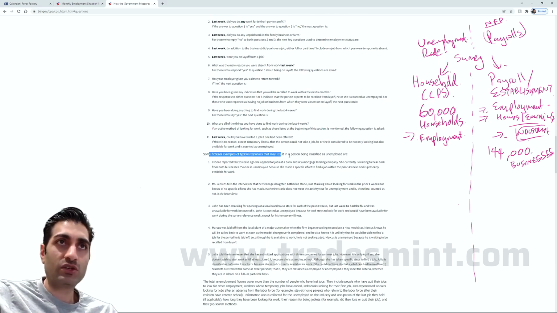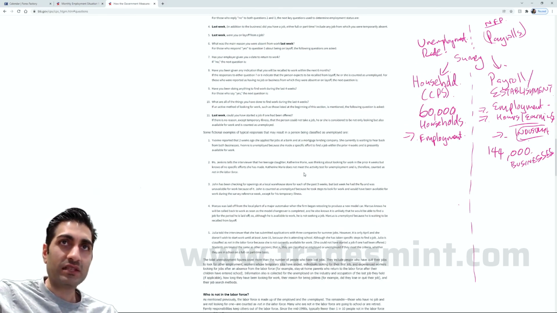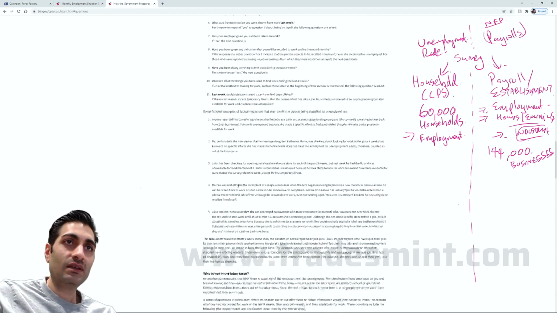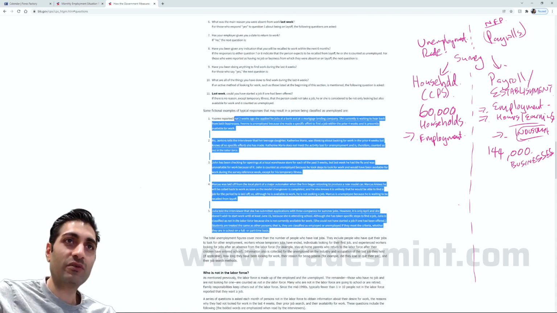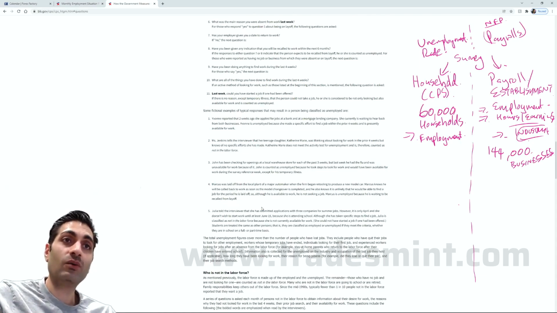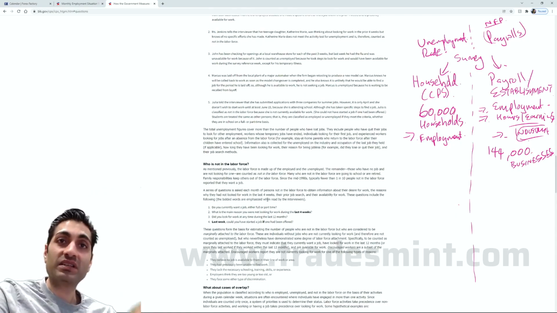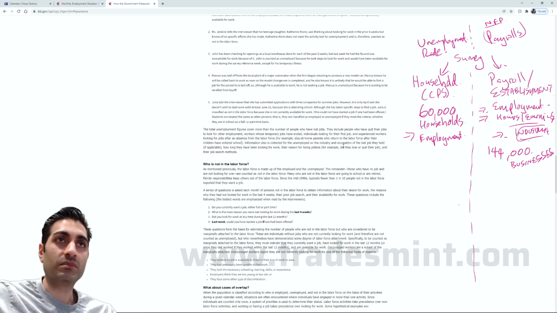Look at this, some fictional examples. It's fast. Can you see? People just don't understand this at all, right? It's not explained properly. Whereas here, this section is brilliant, right? It's some fictional examples of typical responses that may result in a person being classified as unemployed. To be honest, I'm not going to read through this with you, but read it. It's very, very interesting, and it will explain to you how people are classified as being employed or unemployed in the household survey and how they get into the unemployment rate.